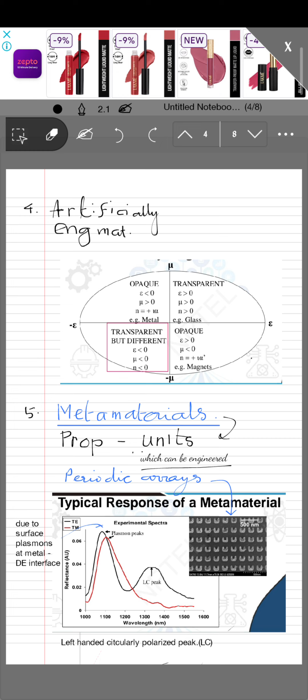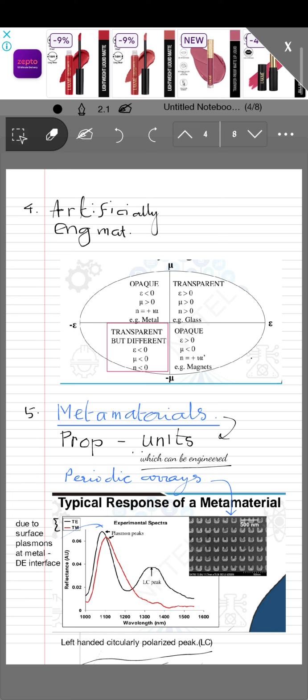and the reflectance study on these sorts of materials shows two peaks, and the reflectance study is also done in two modes: transverse electric and transverse magnetic modes. One peak which is common to both of these modes is the plasmon peak, and this is due to surface plasmons at the metal and dielectric interface. The second peak, called the LC peak, the left-handed circularly polarized peak, is mainly found in the case of the transverse electric mode.